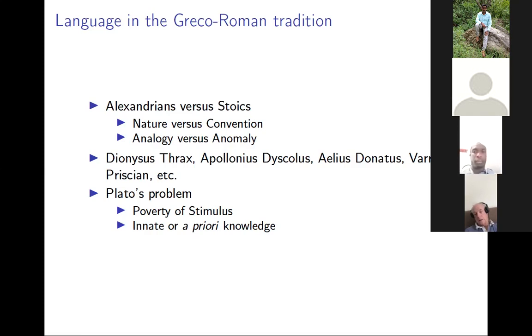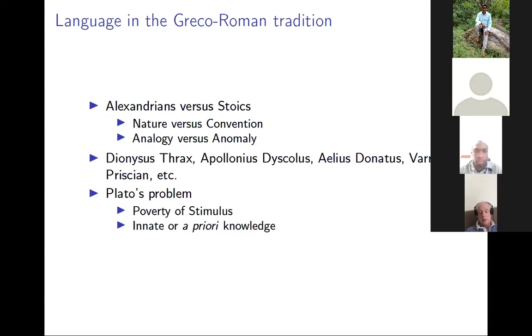There are some very interesting works of linguistics from that era. So Dionysius Thrax wrote the first grammar of Greek, and Apollonius wrote the first sentence-level grammar of Greek, and Varro and Priscian were Roman linguists. So you can read about all of them. The most important concept from this tradition that I want you to remember is Plato's problem.